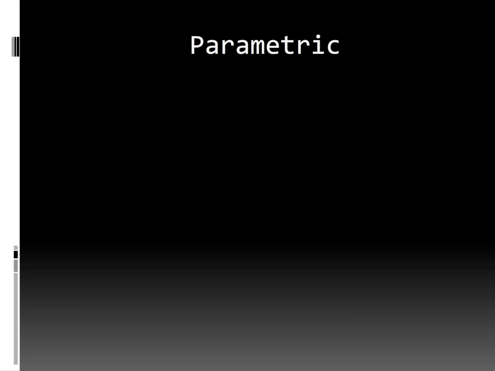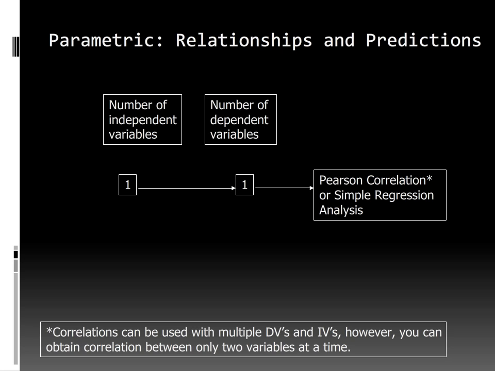We will now go over a variety of parametric statistics. Most statistical tests at a basic level are parametric. If you wanted to look at relationships among variables, and you had one independent variable and one dependent variable, you would run a Pearson's correlation or simple regression analyses. Pearson's correlation is the most widely used coefficient for examining linear relationships.